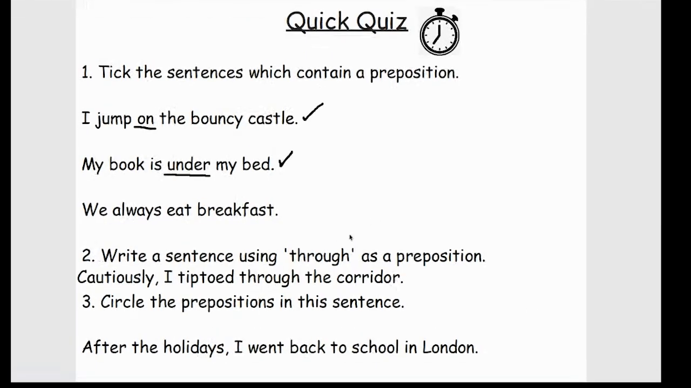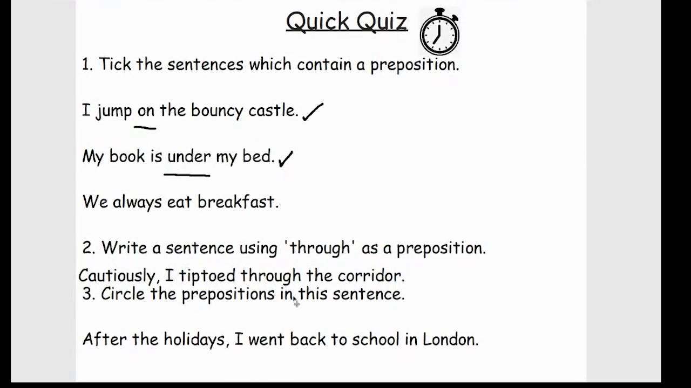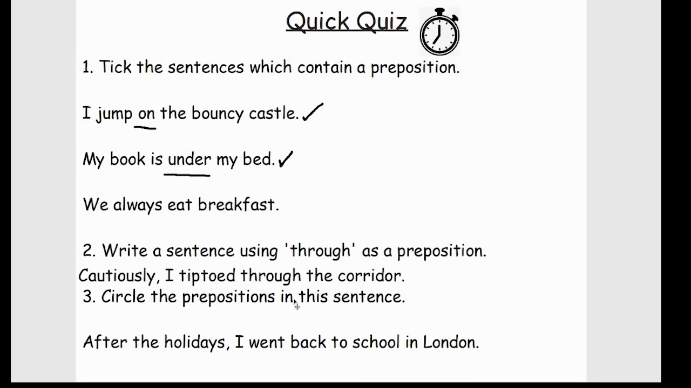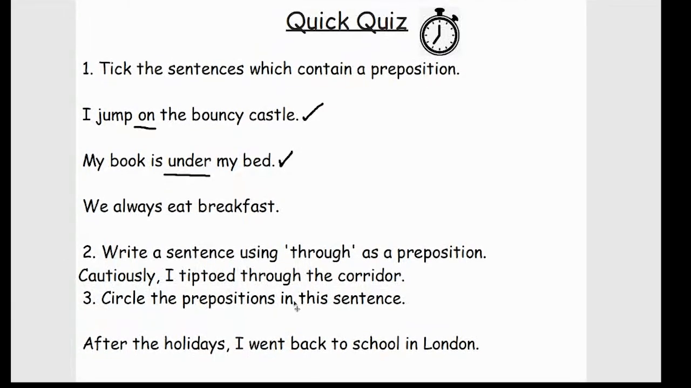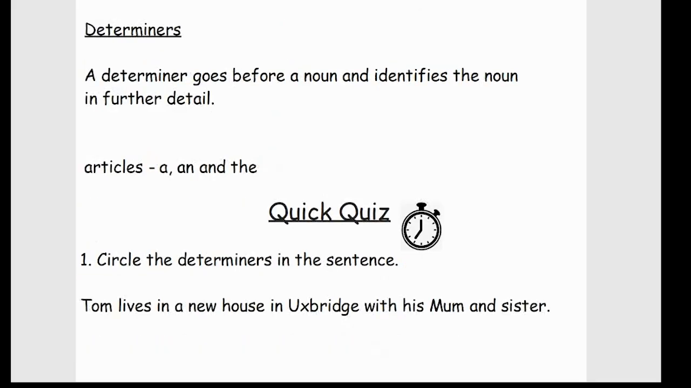And then my last one there is: circle the prepositions in this sentence. "After the holidays, I went back to school in London." So there we would have "after," and we would have "in" as my two prepositions there.